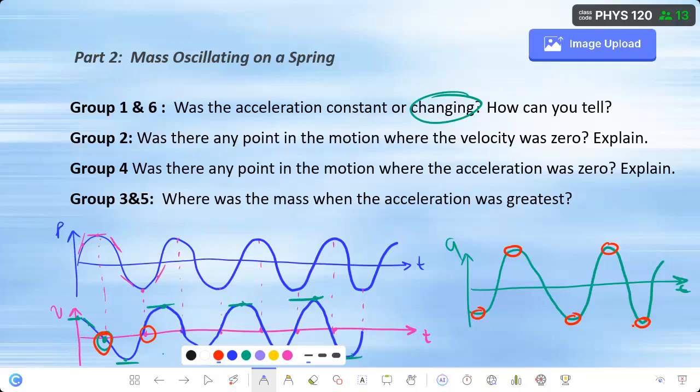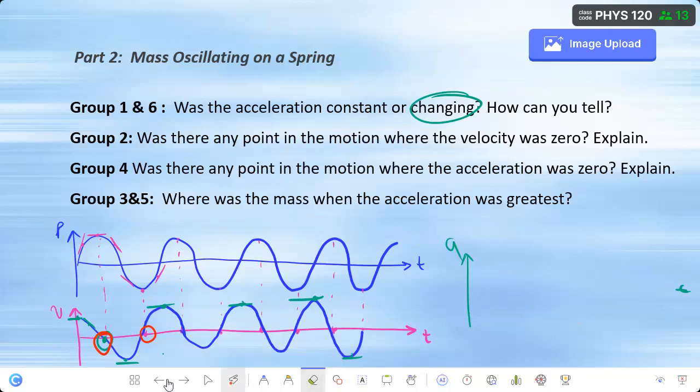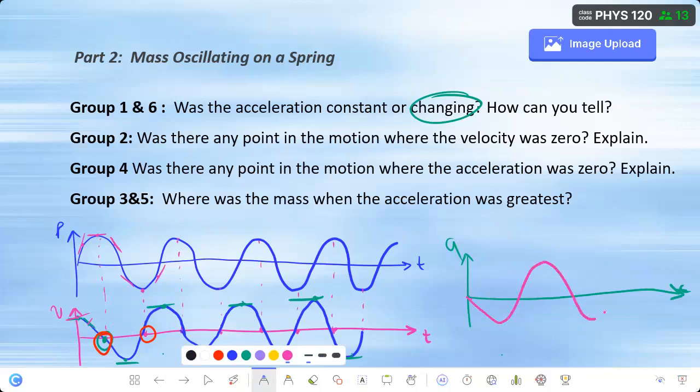yeah, we should start from 0. I made a mistake here. Let me just erase this. Acceleration, good. When the velocity was 0, the slope of the tangent line here is 0. But after 0, it's negative. Good, so it's going to be something like this. So when the velocity is 0, we will have maximum acceleration.